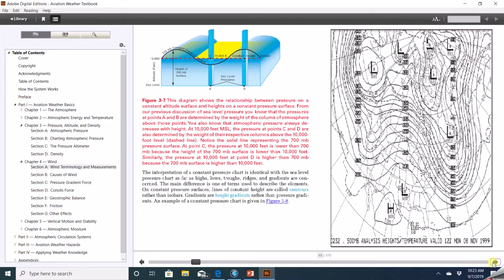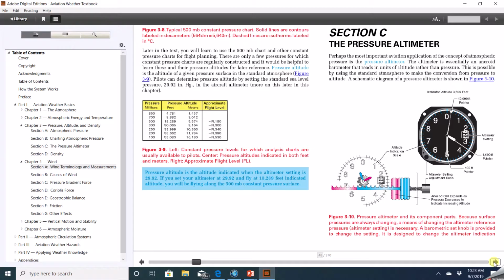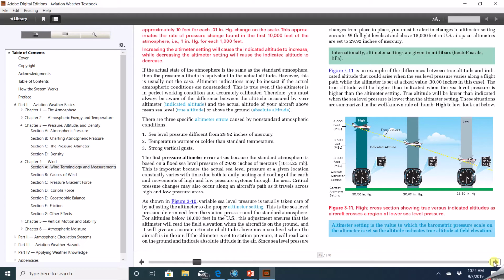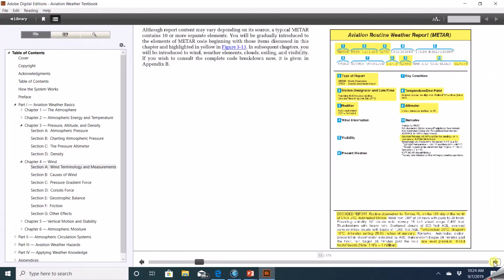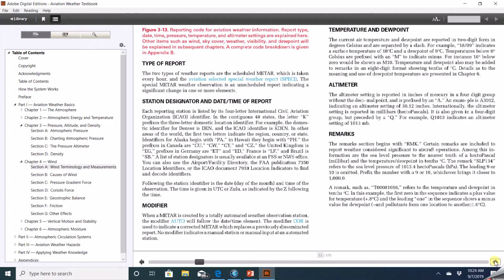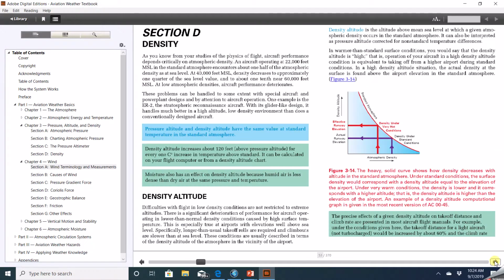So if we move on with pressure, you can get more information from it. We talked about altimeters and how they change, and depending on what the altimeter is based on standard pressure, you can be reading high or low, and temperatures have an influence on that. We looked at METAR code a little bit as well to look at sea level pressures and altimeters. Density is the final part. Density altitude is very important for an aircraft. You want to know what your density altitude is.